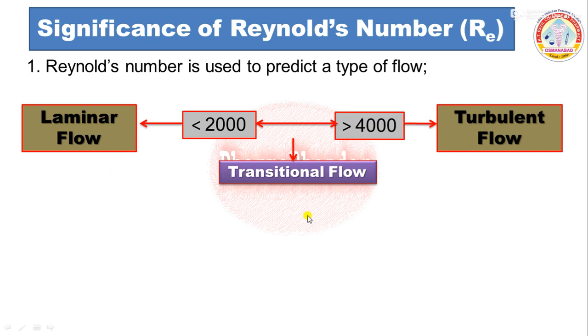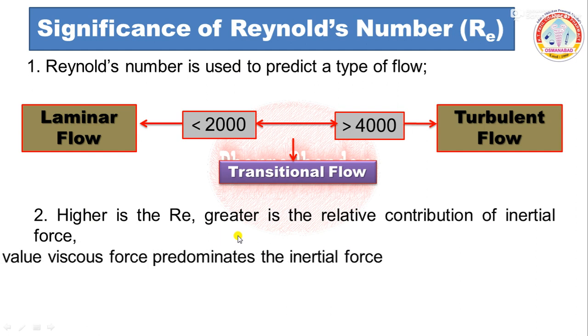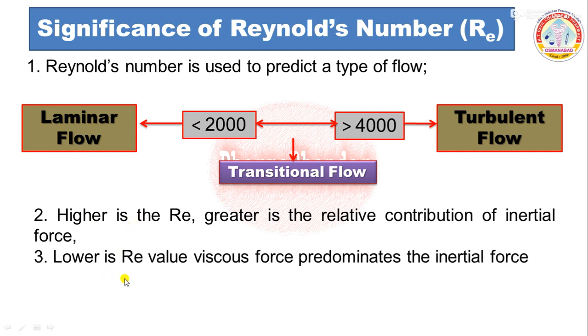Next, this Reynolds number also signifies that if the Reynolds number, or the Re value, is higher, it indicates there is a greater contribution of inertial force, whereas if the Re value is lower, that indicates the viscous force is mainly more than that of the inertial force in the liquid.